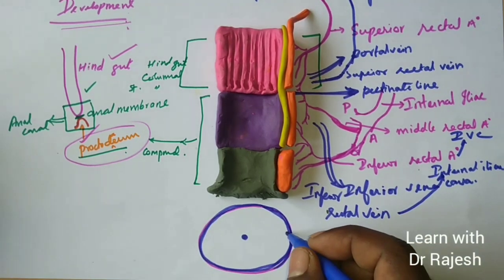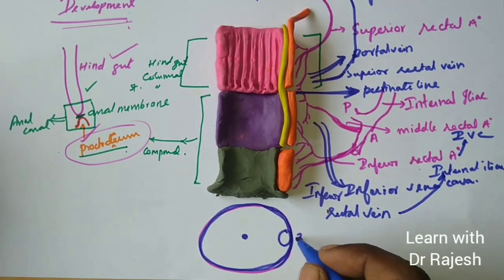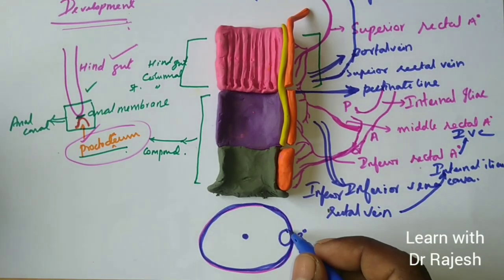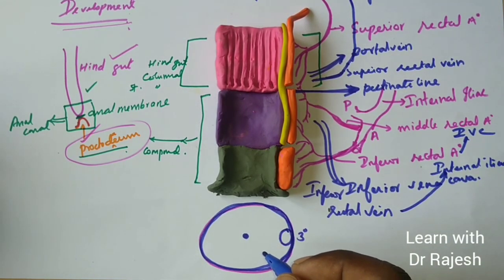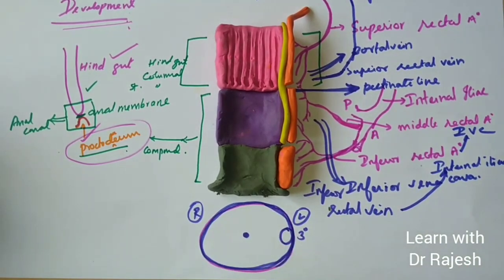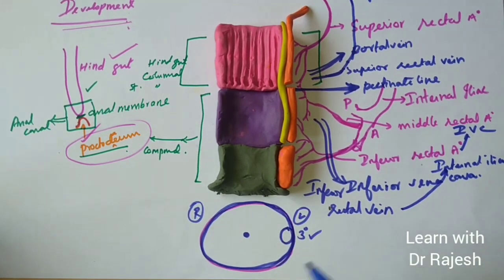The left lateral position, we can call it the 3 o'clock position. Just imagine a clock. So this is the 3 o'clock position, that is the left. This is the left side, the right side. So this is the left lateral position, that is the 3 o'clock position. This is the first site.